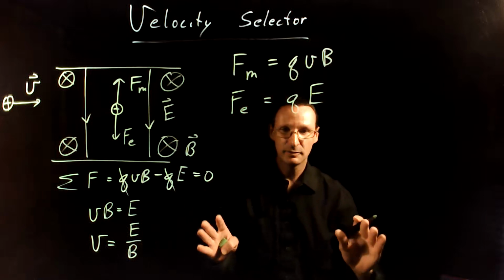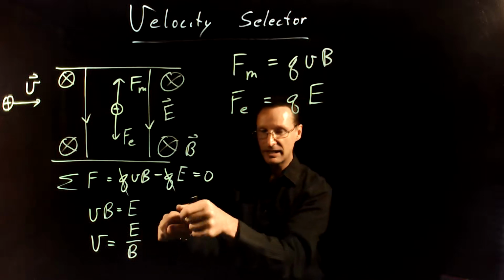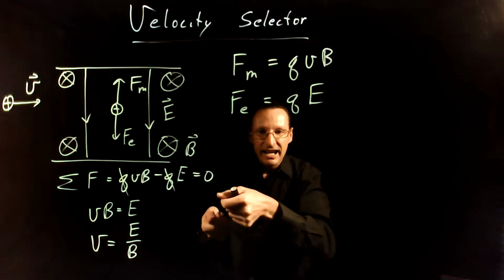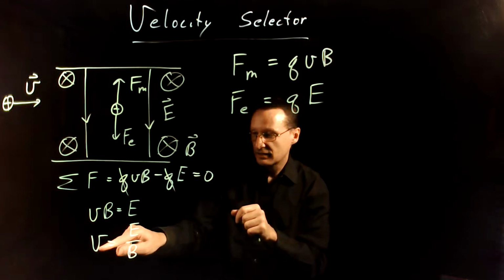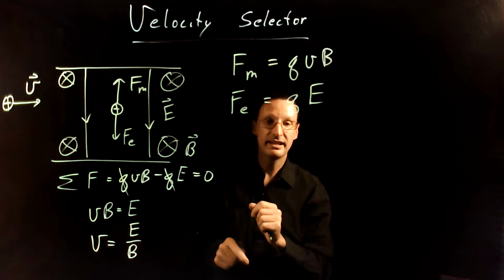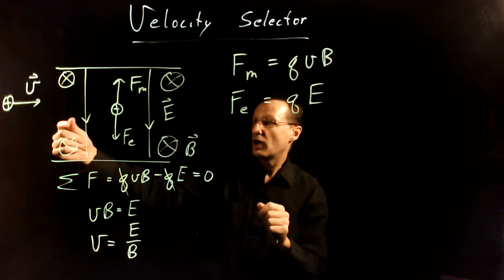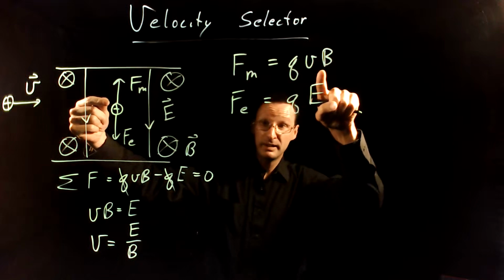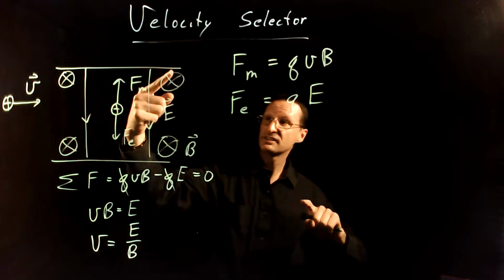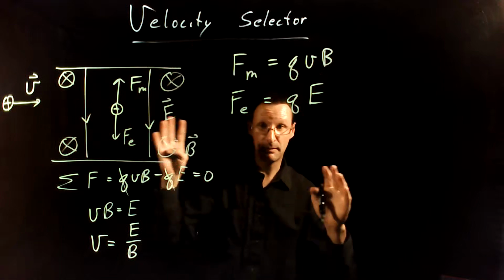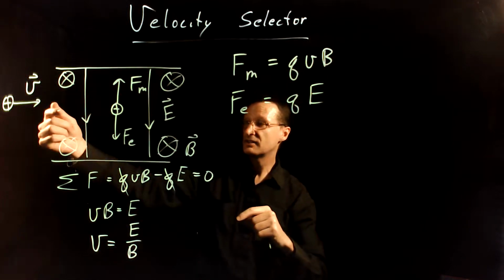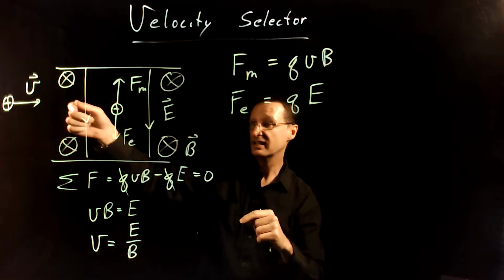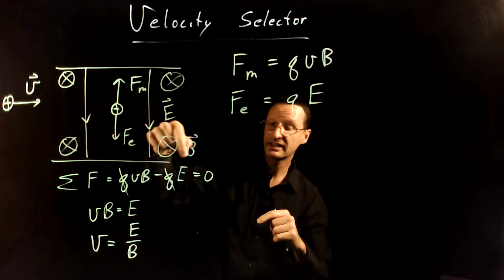So the idea here with the velocity selector is that I have knobs that can control the electric field and the magnetic field strengths, and I can tune those exactly right until I get the exact velocity that I want. So if they're coming in too fast, the magnetic force will be big, and they're going to curve upwards and strike the top here and not make it through. If they're coming in too slow, the magnetic force will be too weak, and the electric force will win, and they'll curve downwards and strike the bottom.